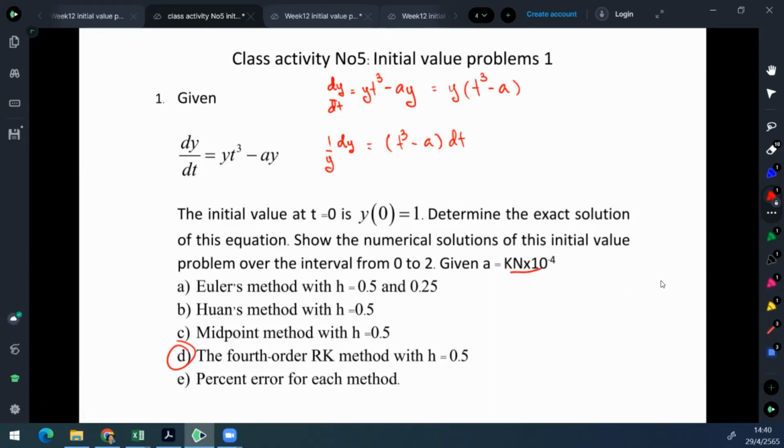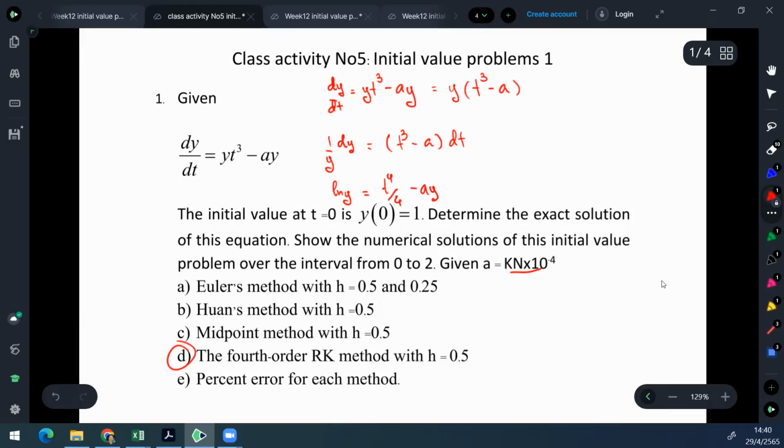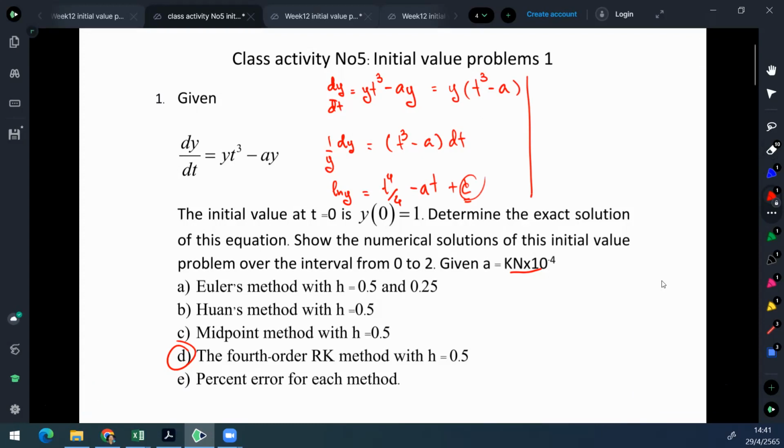When we integrate both sides, we have log y equal to t to the power 4 over 4 minus a t, plus c, a constant. Actually the constant comes on both sides, but because it is a constant, we can combine it into one. Then we can determine the constant by using the initial condition.